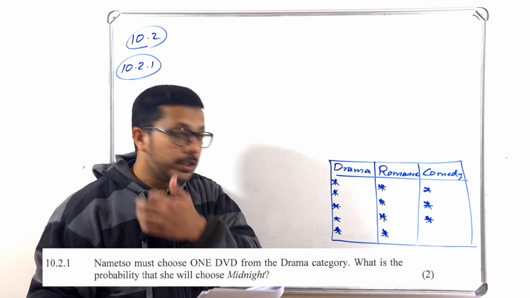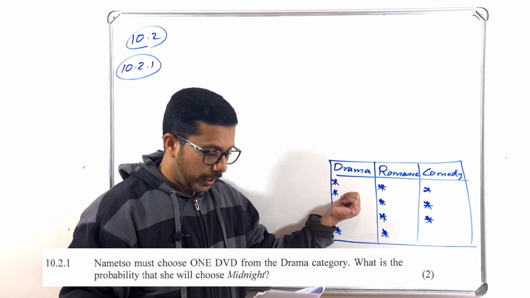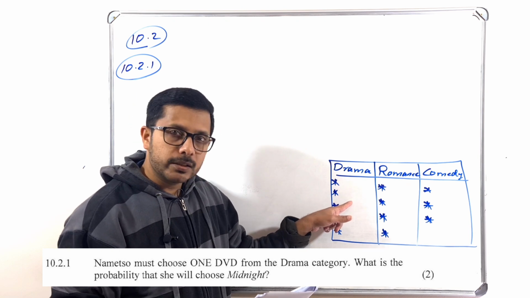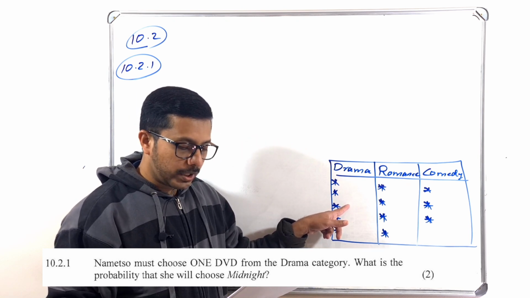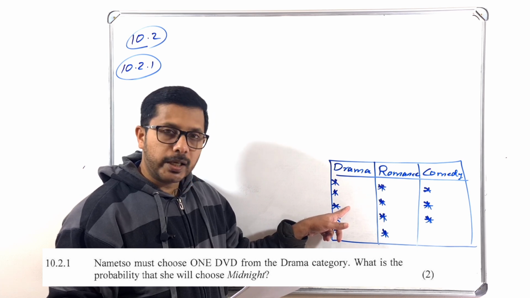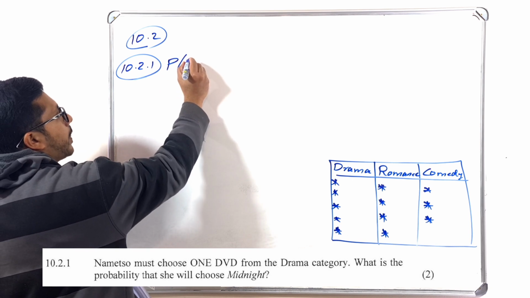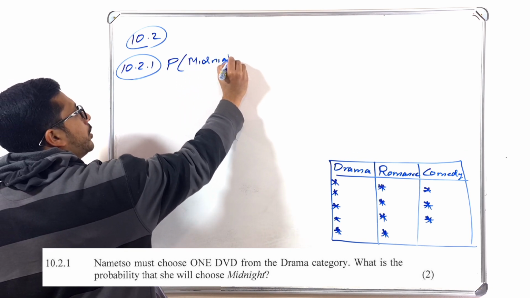Look at that table. One item is here. One item is Midnight. Okay. So what is the probability to get that Midnight? So what is the probability? Probability that MR.MATHSZA chooses Midnight. It is enough to write Midnight.